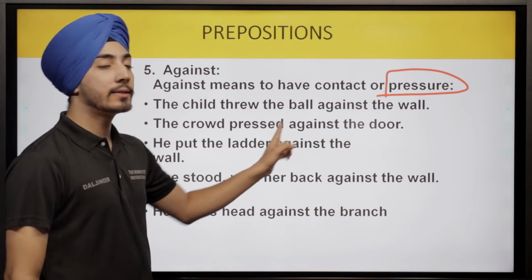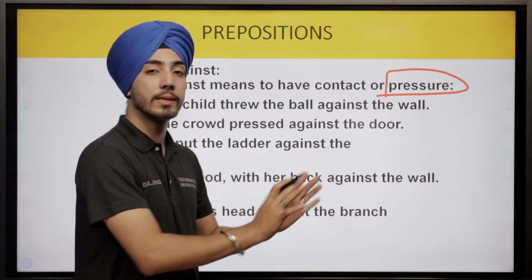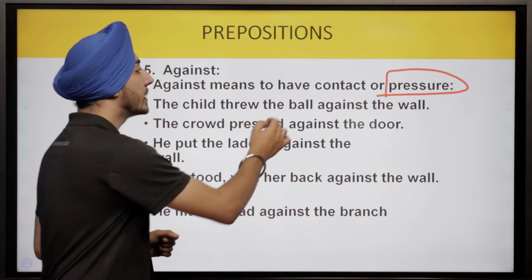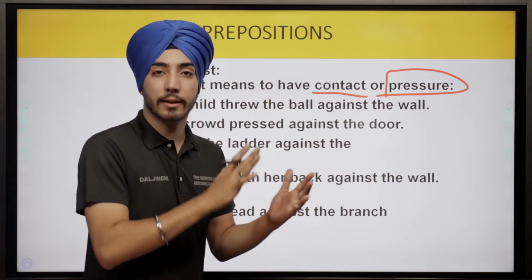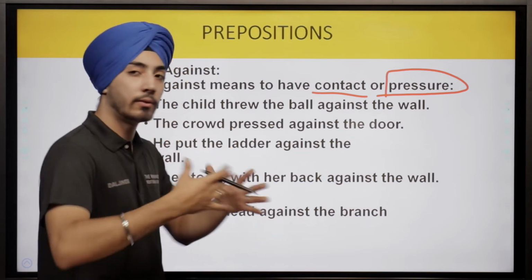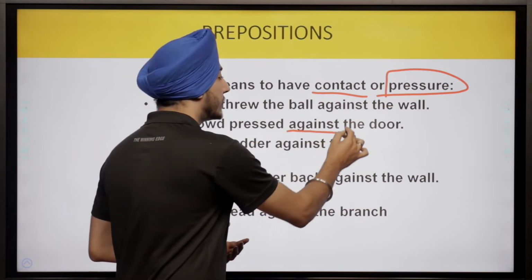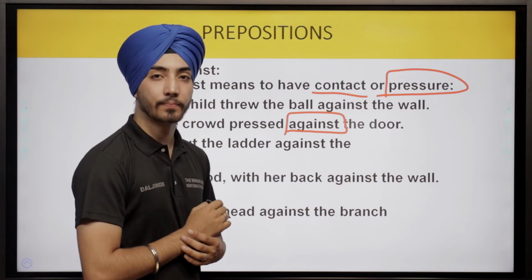The crowd pressed against the door. The crowd, the group of people, pressed against the door. Now here it is showing both things. Obviously, if you have to press the door, you have to be in contact with it. And obviously, if so many people are pressing it, then pressure is also being applied to it. Okay, so both the things can be seen in this sentence here, right?